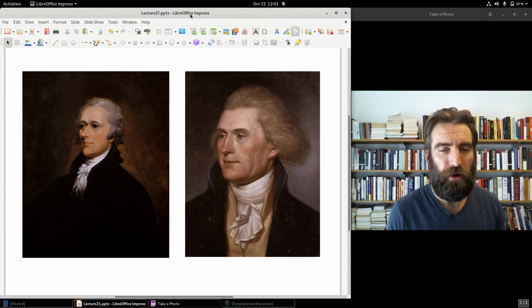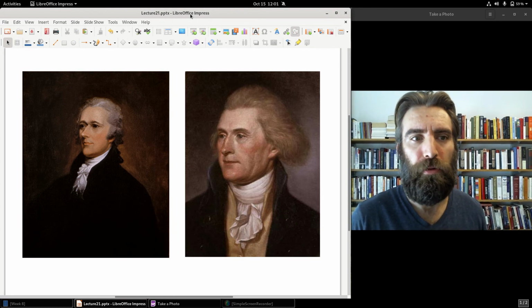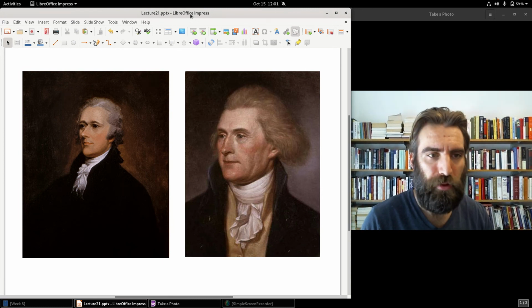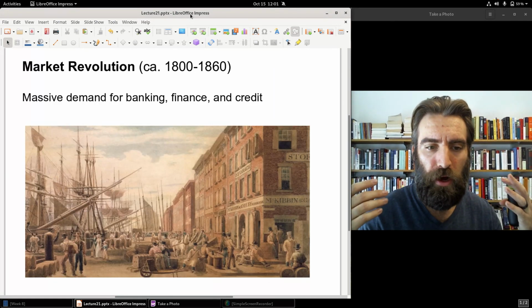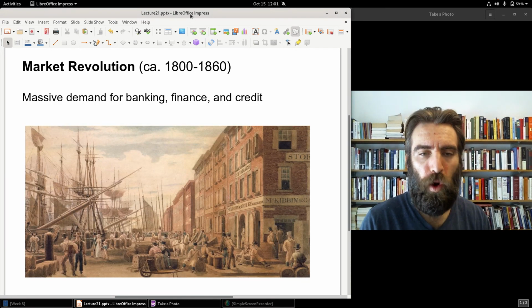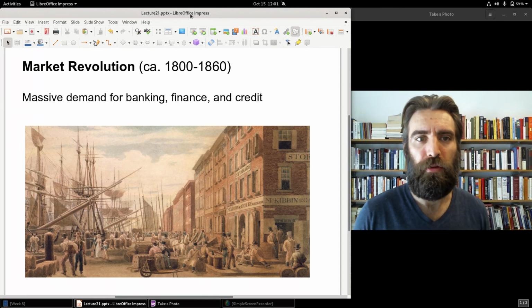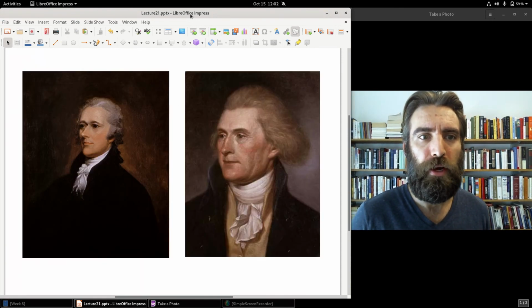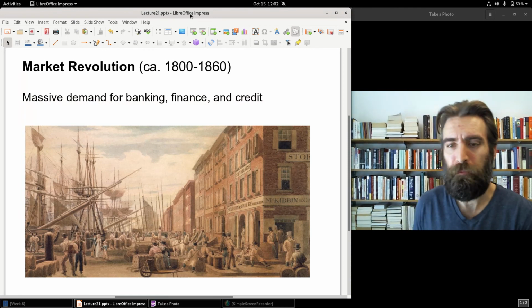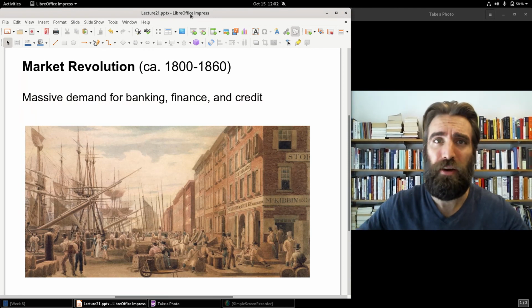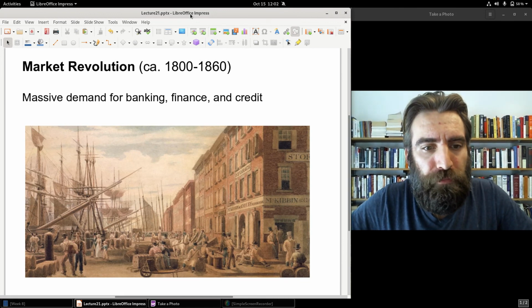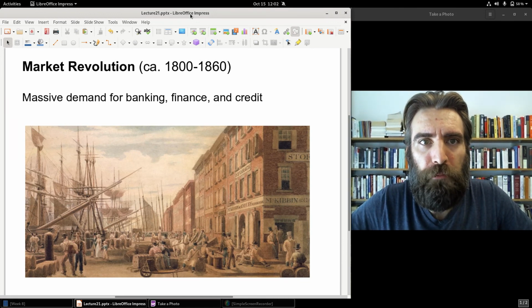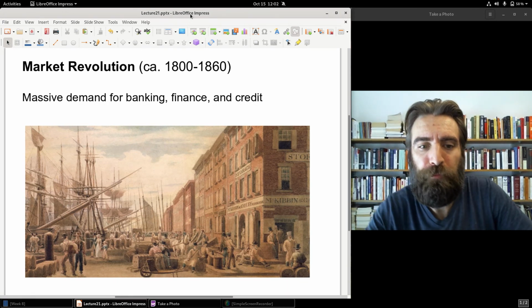That being said, America is still predominantly rural. It's still predominantly an agricultural country, but there's no doubt about it. This is a nation in want and in need of credit systems. And so in the next lecture, we'll take a look at just a spectacular increase in banking, paper money, and credit during this early national period in United States history. See you there.